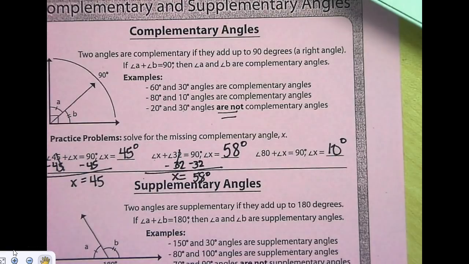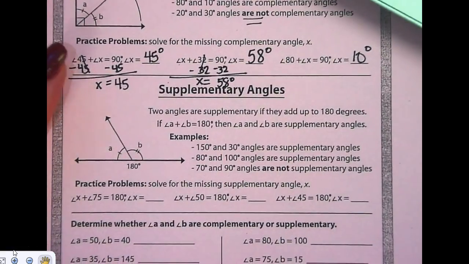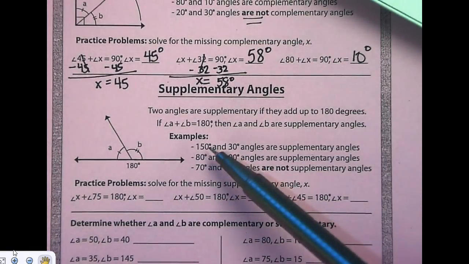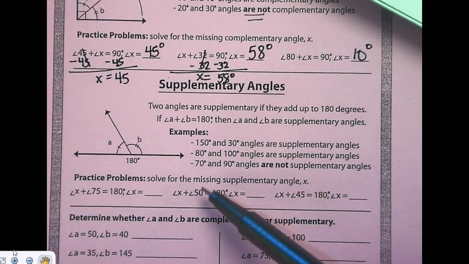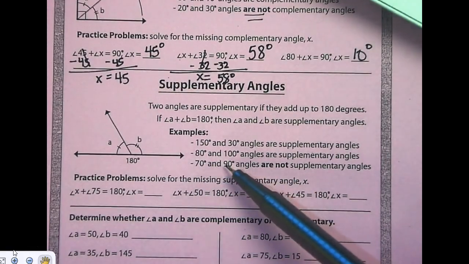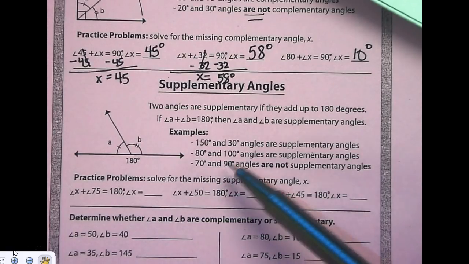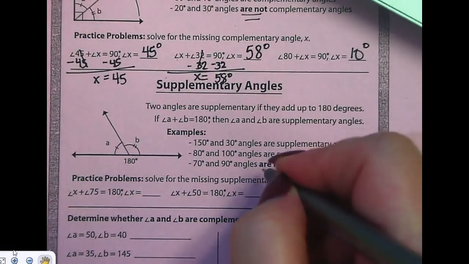Seem pretty easy? So the hardest part of these is remembering, if there's not a picture and they just say complementary angles, you have to just remember the 90 degree part. Okay? All right, supplementary angles. They add up to 180 degrees. Here's some examples. 150 and 30, 80 and 100, 70 and 90 add up to 160, so they are not supplementary.